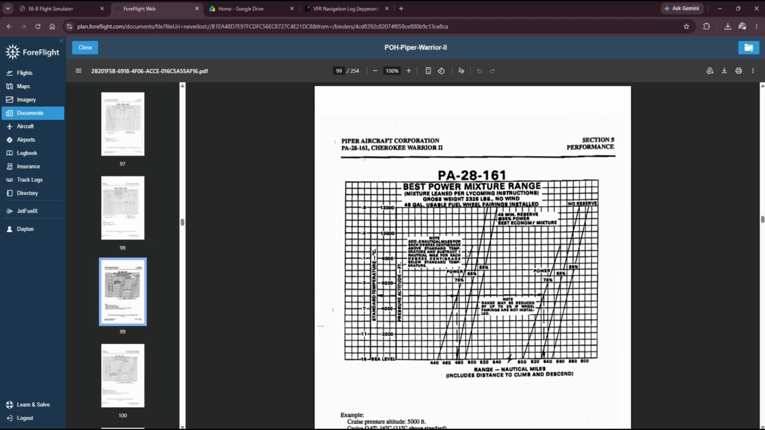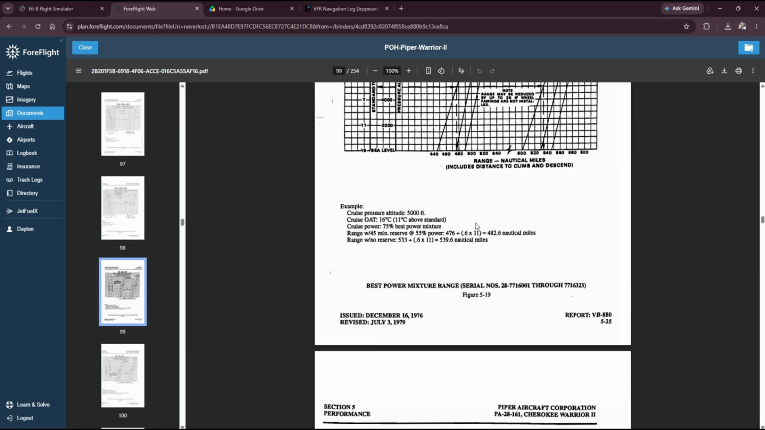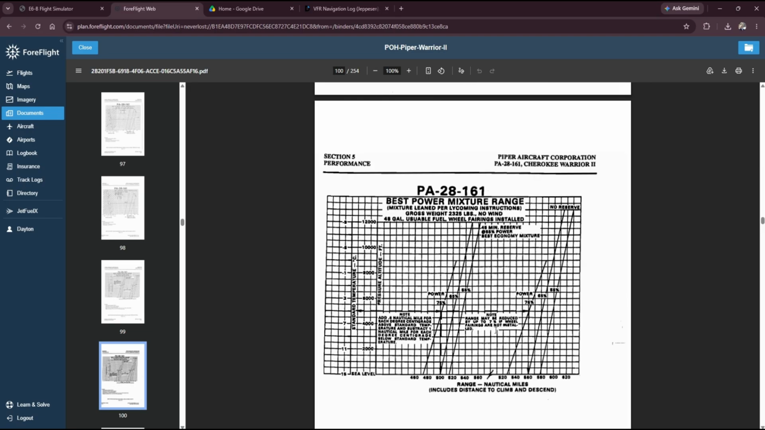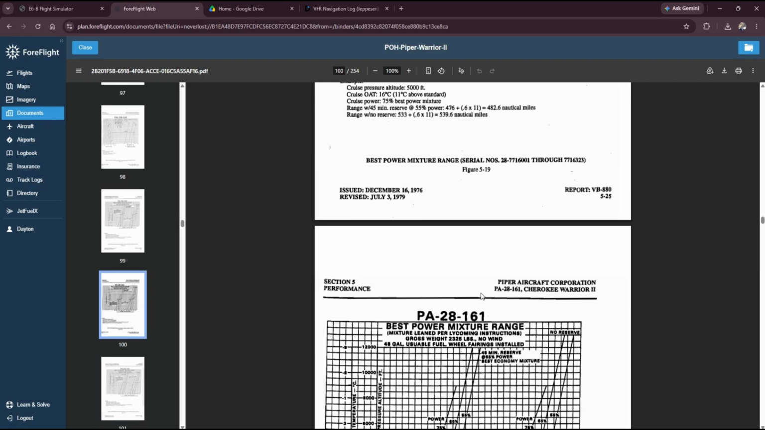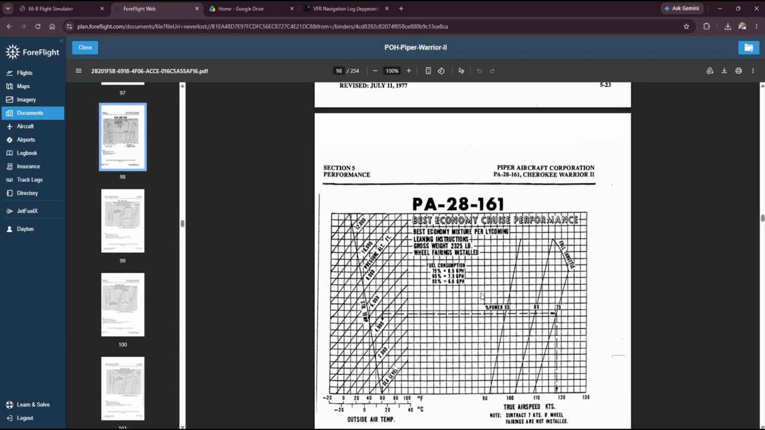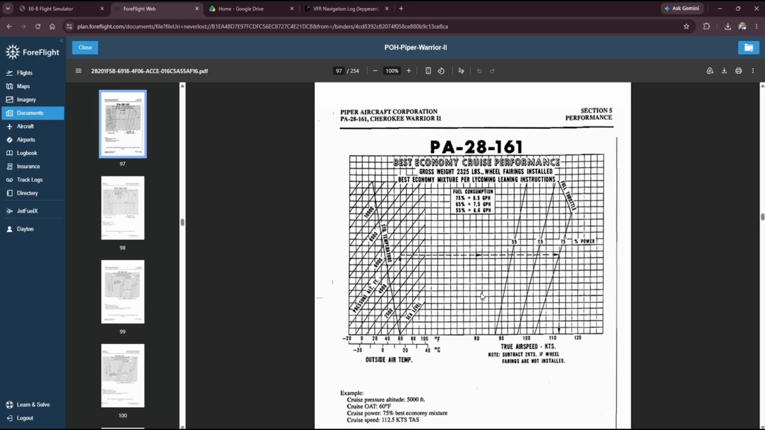You do have other charts down here that'll give you best power mixture, like the range at which you can go. If you're flying a longer cross country, you really want to chart these out to see how you're doing. But for this one today, we know we're going to have enough fuel, especially for full, that we should be able to just use this and trust Piper.